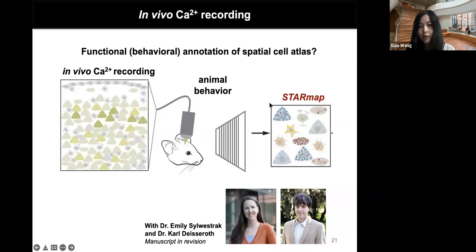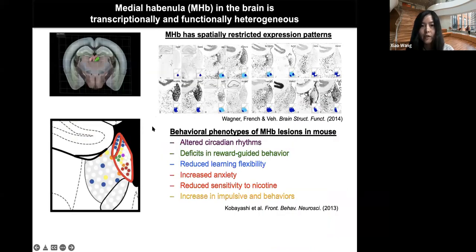And this is through collaboration with Dr. Emily Silverstrak and also Dr. Karl Deisseroth's lab in order to achieve this functional annotation of a spatial cell atlas. The structure that we studied is called the medial habenula. It's a relatively small brain structure along the midline of the mouse brain. However, it has a striking heterogeneity both in gene expression and in behavioral phenotypes.